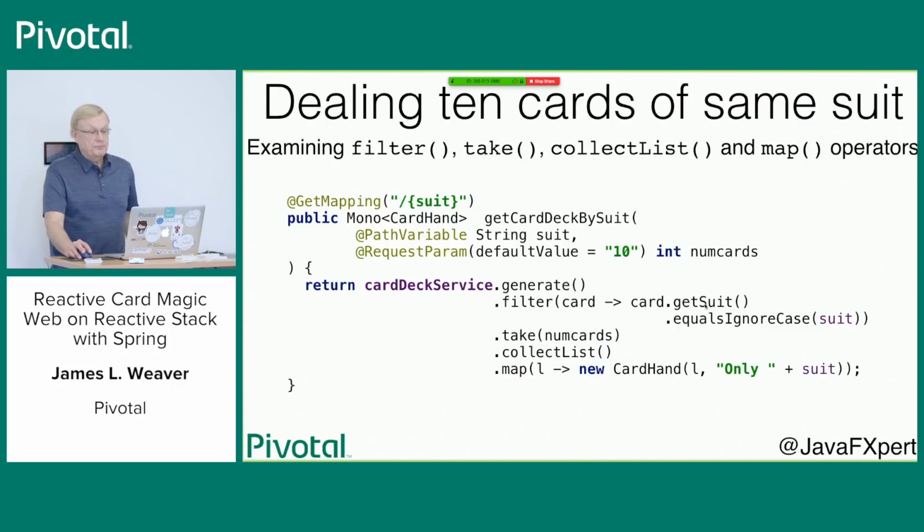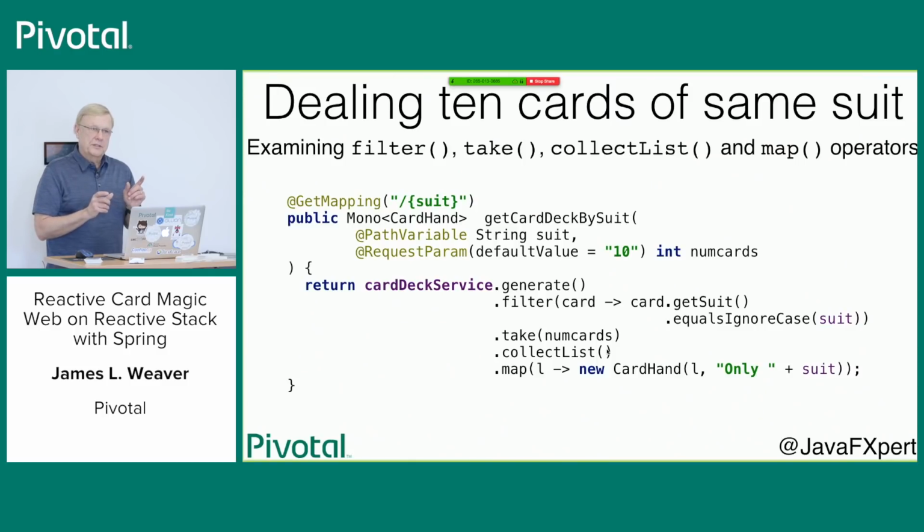In this case, hearts. And then we're going to use the operator take to only take the first 10 cards here. If we didn't override the default value, it would take the first 10 cards. So these two are operators, methods on the Flux class. And then here's one called collect list. Collect list is an operator on the Flux class. What it does is it takes the stream, in this case a stream of cards, and collects them into a Java collections list. And so now what collect list returns is a mono, because there's just one of them.